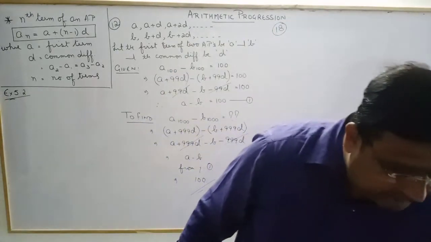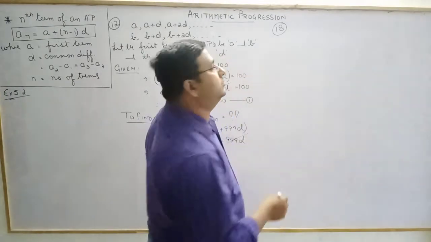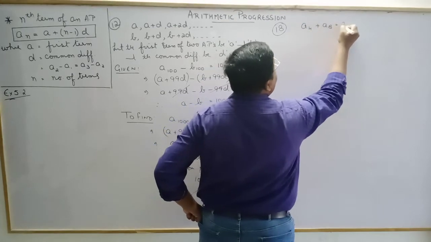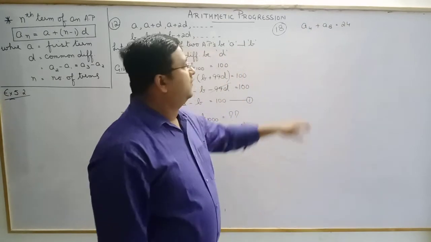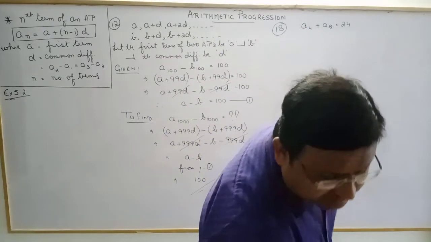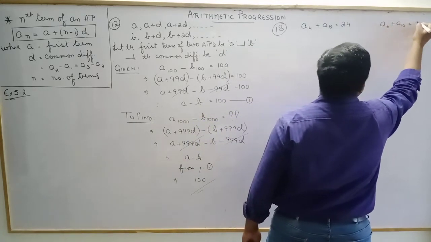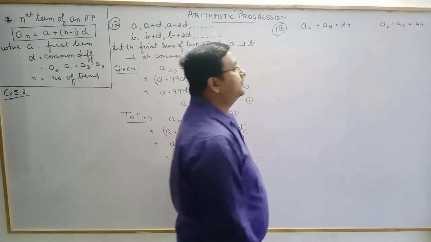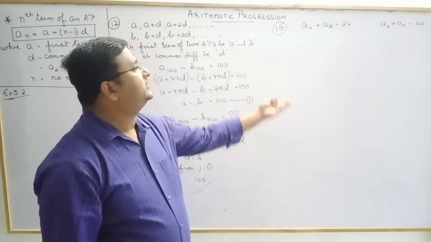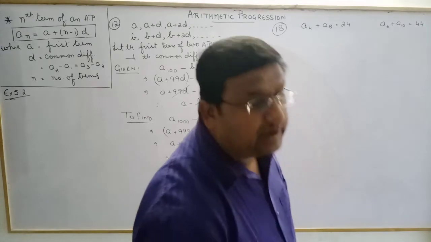The 18th question says the sum of the 4th and the 8th terms of an AP is 24. 4th term A4, 8th term A8. And the sum of the 6th and the 10th term is 44. These two are given to us. Can we simplify? He says find the first 3 terms.